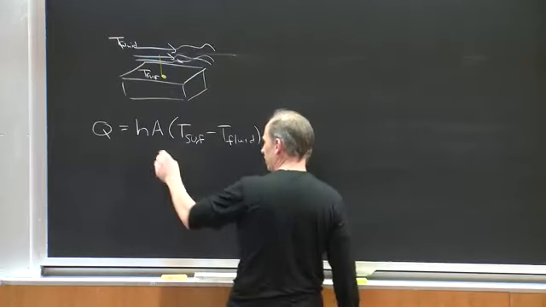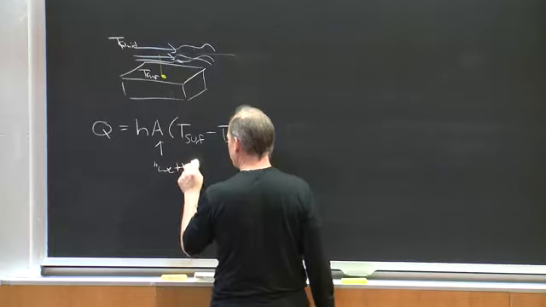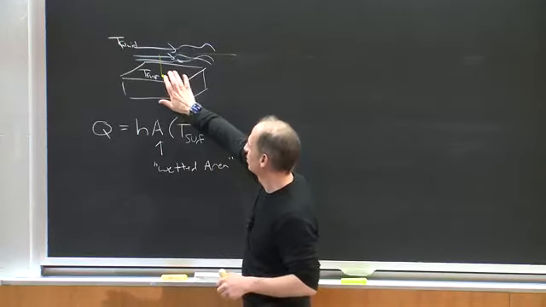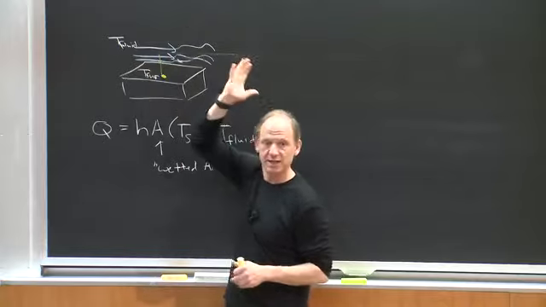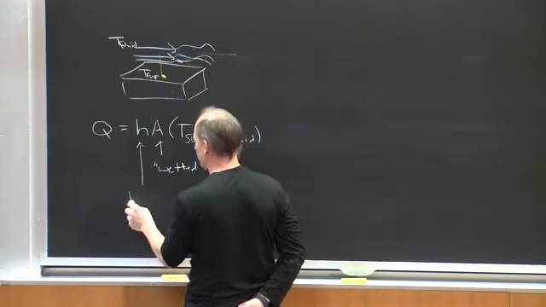And this is the so-called wetted area, right? This is the area at the interface that the fluid's flowing over to grab the heat and carry it away. And then this is the heat transfer coefficient.